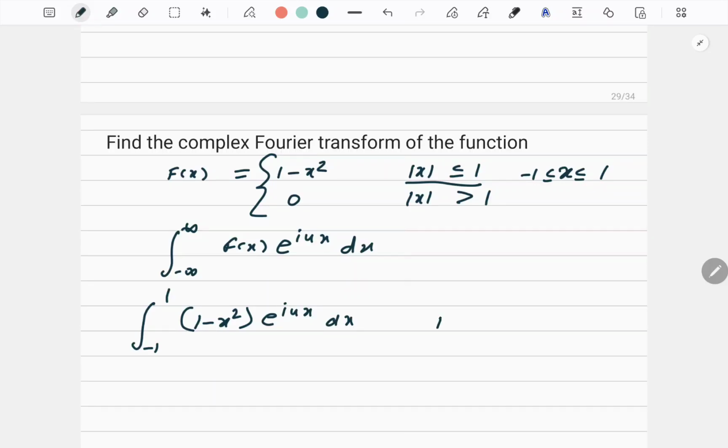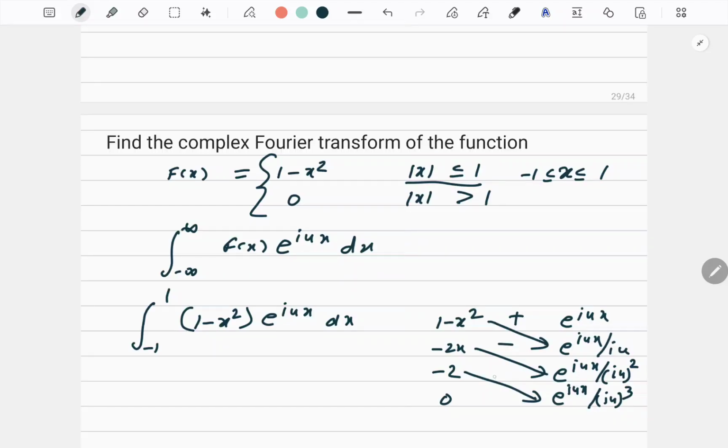Now how to integrate it? We have 1 minus x squared times e to the power iux. Now what is the differentiation of this? Minus 2x, minus 2, 0. And the integrals of e to the power iux: e to the power iux upon iu, e to the power iux upon iu squared, e to the power iux upon iu cubed. Make the cross lines.